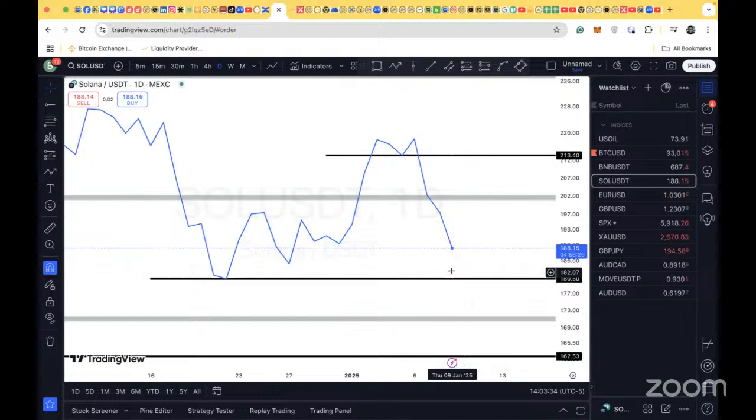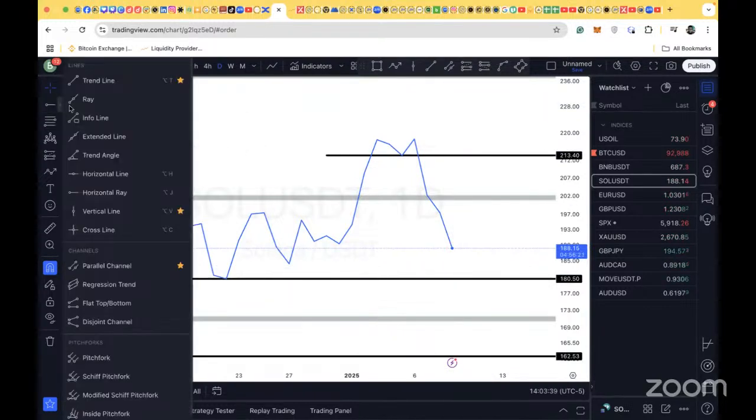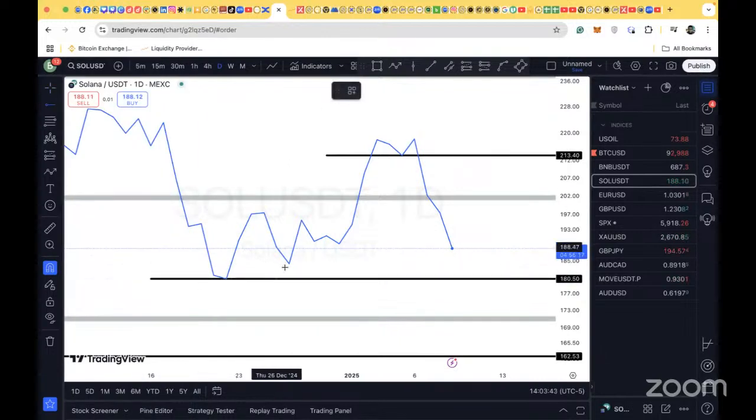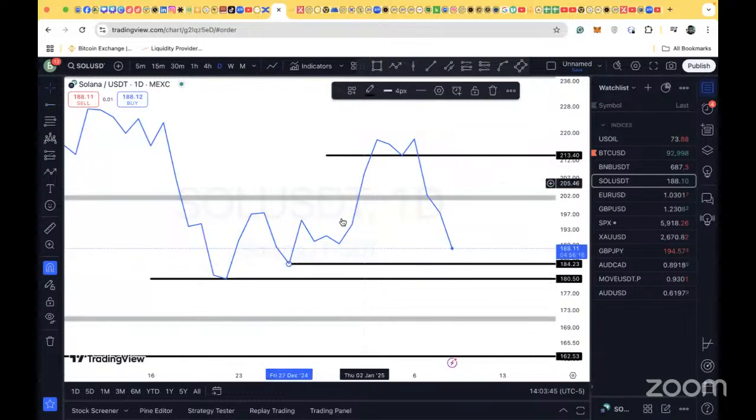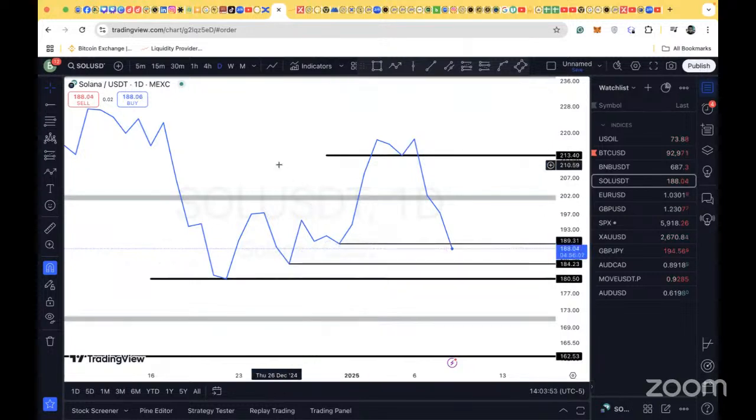So what do we do? This is the daily time frame. We can mark the daily supports. There's nothing bad in marking the daily supports. Mark daily supports here. Let me reduce it to 2. Let me also mark another daily support here. Here. So we have 2 daily supports here.